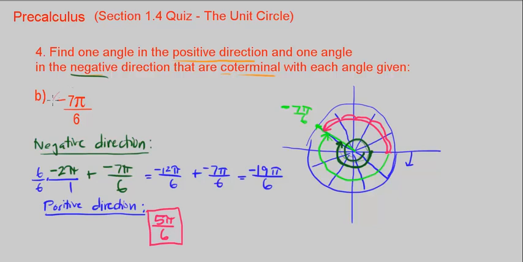It's equivalent to negative 7 pi over 6. In the negative direction, we have another coterminal angle, negative 19 pi over 6. Okay? And again, we could have an infinite number of coterminal angles because you could keep going around and around the circle, or around and around the circle in the opposite direction, and get a different representation of the same terminal angle. Alright, this ends number 4.